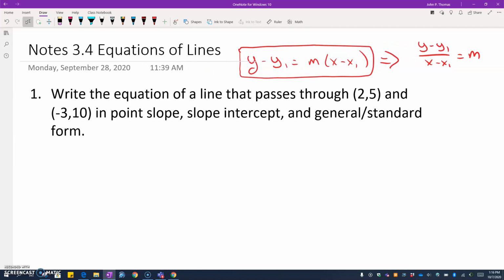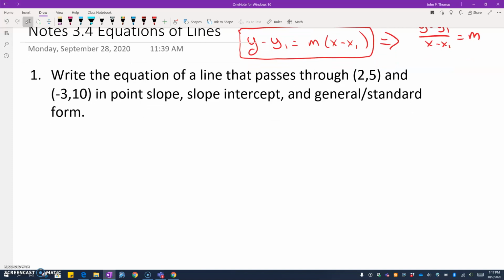So if I look at number 1, it says write the equation of a line that passes through those 2 points in point-slope form, slope-intercept form, and general standard form. So when I look at this, first thing we need is for a line, we always need a point and a slope. All right, so I'm going to make notes over here what we need. And we'll start by finding the slope.